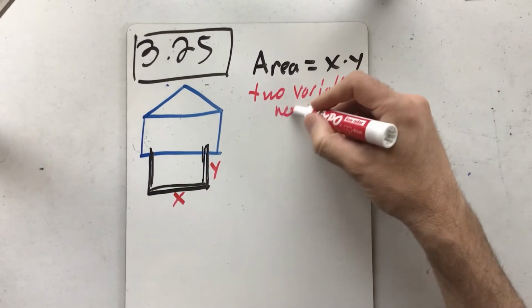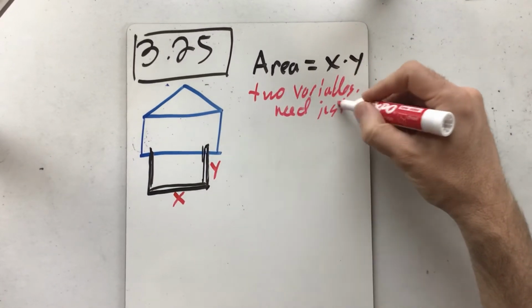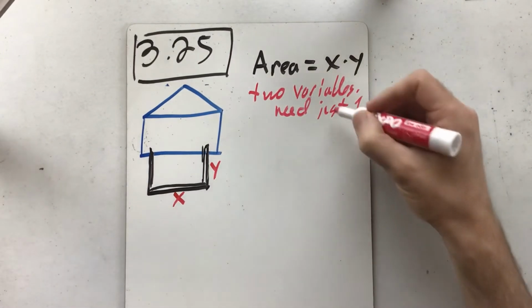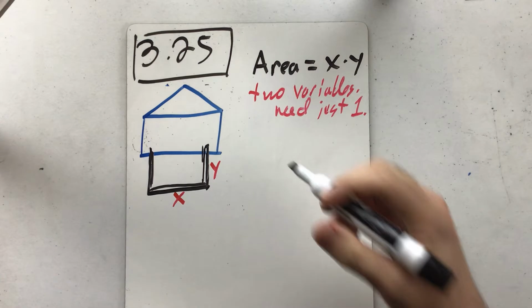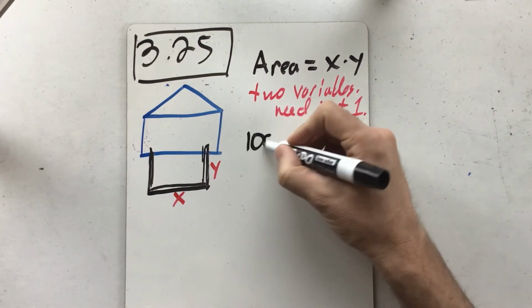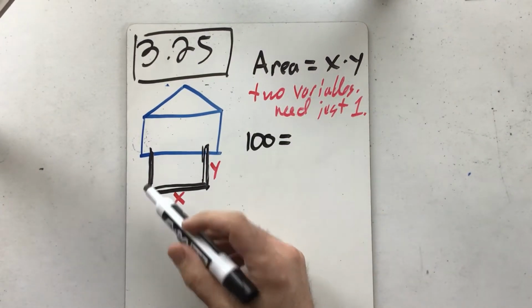So I need just one. So I need just one variable. So what I need to do is somehow substitute or make a replacement to change out one of those 2 variables. And that's fine because I have a very natural replacement. My natural replacement is in that second sentence where he says he has 100 feet of fence available. So I know that 100 is equal to the total amount of fence.